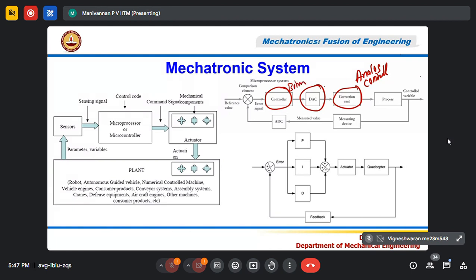Binary to analog is done by a DAC. Analog to binary is done by an ADC. From the sensor, the analog signal comes, is converted to binary, and is given to the digital controller. Please note that if you have an analog controller directly, you don't need both of these. Your system becomes simpler and cost effective.